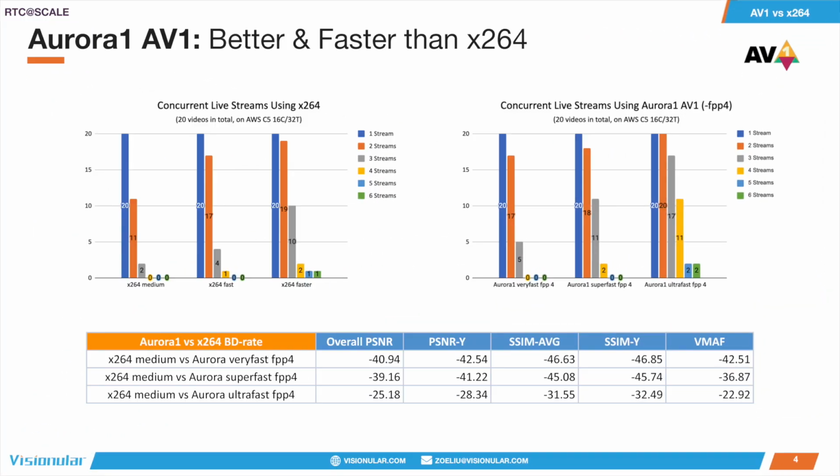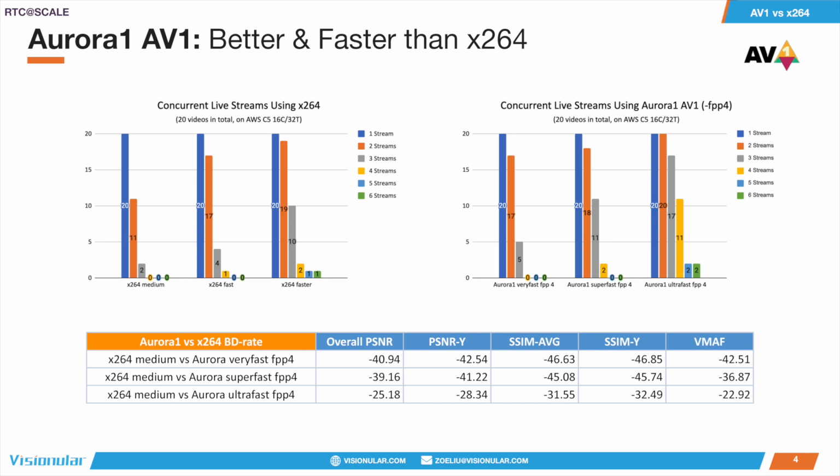First, we want to give an example. Aurora1 AV1, as I just introduced, is our AV1 encoder developed by our Visionular team. But we really want to say that we always stand on the shoulders of giants to climb further up, meaning that we benefit a lot from the open source community. There are several well-known open source AV1 software encoders, and we really benefit from them.